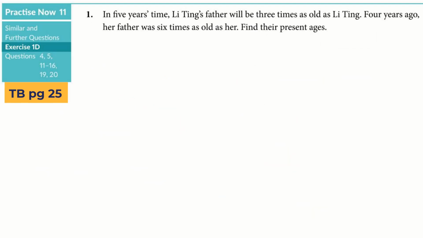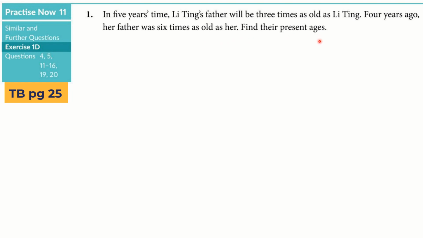Let us now move on to practice now 11, question 1, that is found in your textbook page 25. So in this question it says that in 5 years' time, Li Ting's father will be 3 times as old as Li Ting. Then, 4 years ago, her father was 6 times as old as her. We want to find their present ages.